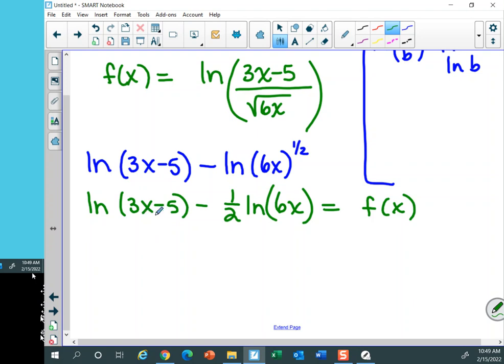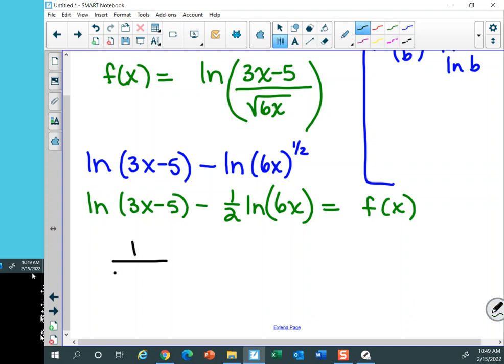This doesn't change. I know you're like, look at this and go, but it's a difference. You got to be careful. The log of, if it starts as a product, you can change it. If it starts as a quotient, you can change it. The log of a difference, nothing happens to that.